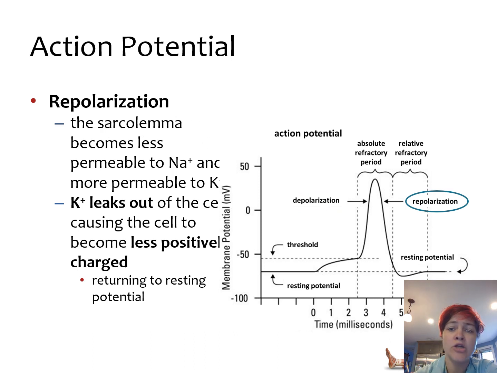Okay. During repolarization, the sarcolemma is like, no more sodium. And it's like, now bring on that potassium. So the potassium is now leaking out of the cell, causing it to become less positively charged. So we hit this peak of a bunch of charge, and now it's like no more sodium. We're going to let some K come out, and then we're returning back to our normal baseline of resting potential.